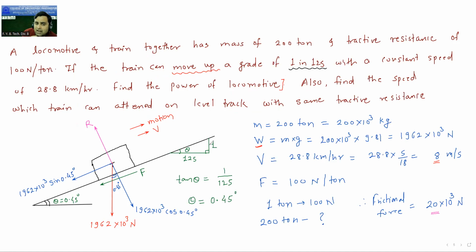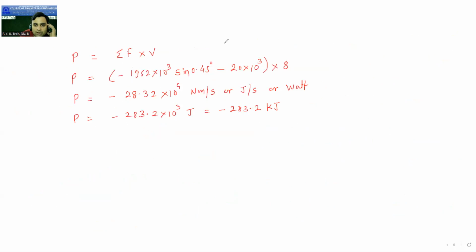So now instead of this inclined plane, if the train is moving on the level plane, on the horizontal plane, with the same frictional force, with the same tractive resistance, then what will be the velocity of the train? That we need to find out. Find the speed. Okay. So now we will take this train on the level track. So this is the level track, means it is perfectly horizontal. This is our locomotive. Here somewhere the centroid is there. Now what is the weight? Weight, it is acting vertically downwards.